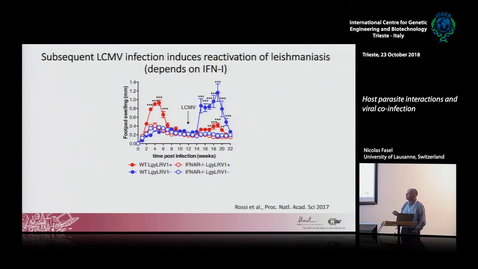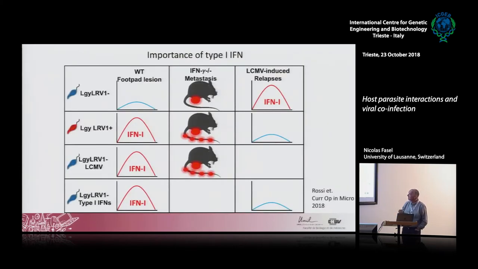If you remove the receptor for type 1, either this one or this one, with V plus or V minus, then you don't see this kind of phenotype. So we summarize this hypothesis in a small review which was just published. If you have an infection with V minus, you have a certain size of footpad lesion in wild type mice. If you go to a gamma knockout, the infection stays mainly in the footpad. But if you now inject LCMV, then they relapse and start to produce big lesions again and a lot of parasite in the lesion.